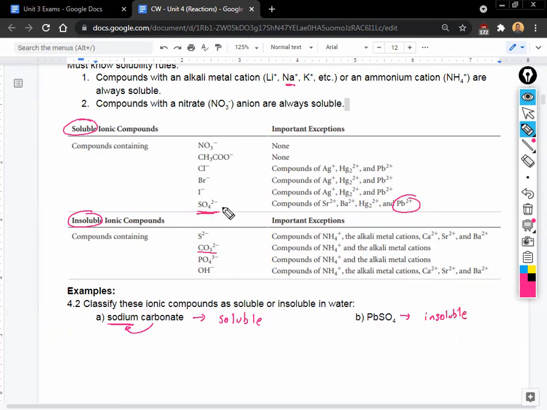So sulfate is very attractive, or it likes to dip and leave a lot of ions, but these four are so good looking and beautiful that even sulfate does not want to leave them. It wants to stick around with them. Okay, I'm sure all of you can relate.